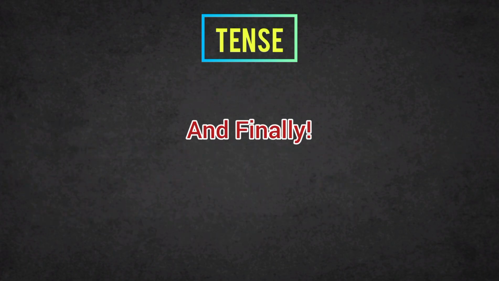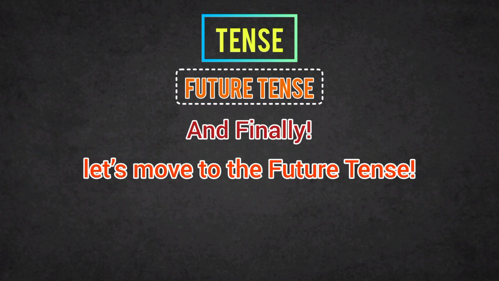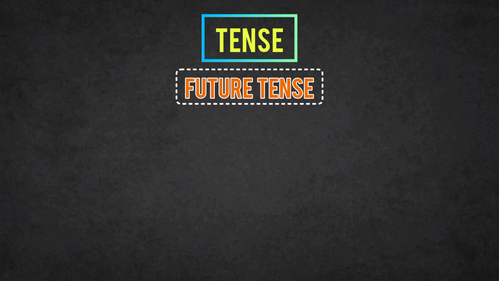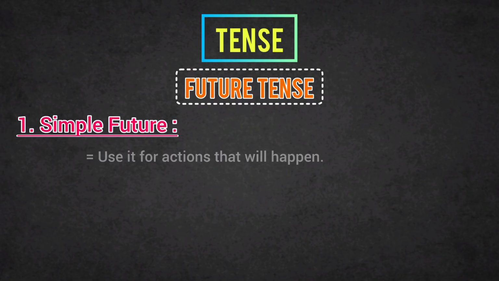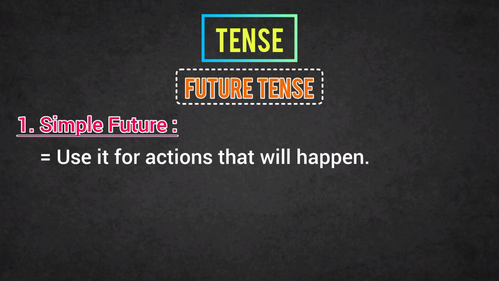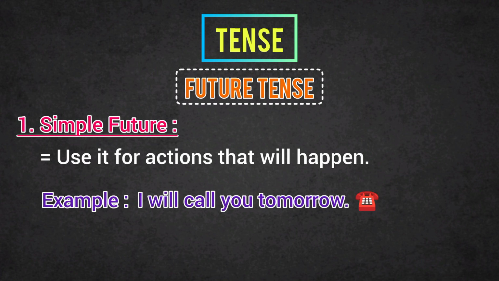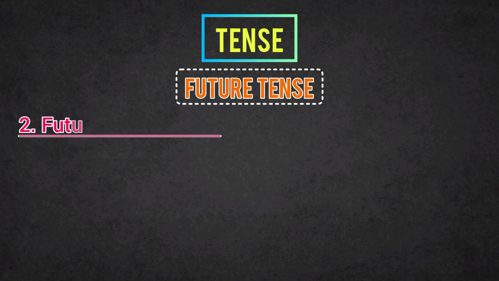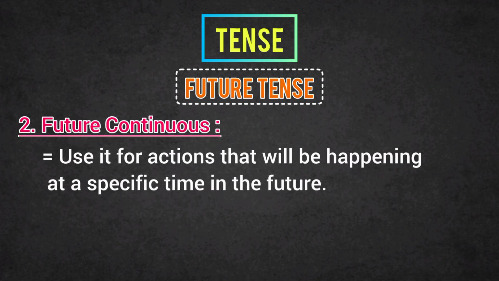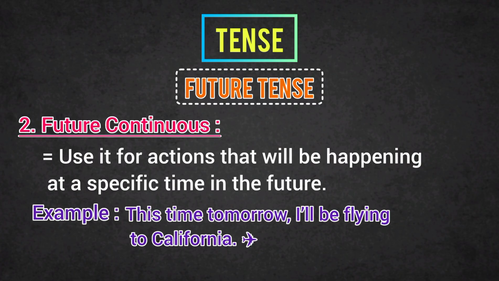And finally, let's talk about the future tense. Number 1, simple future. Use it for actions that will happen. Example, I will call you tomorrow. Number 2, future continuous. Use it for actions that will be happening at a specific time in the future. Example, this time tomorrow I'll be flying to California.